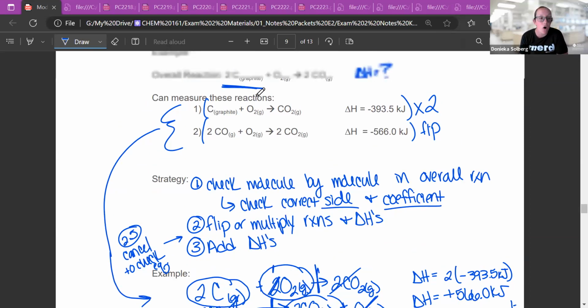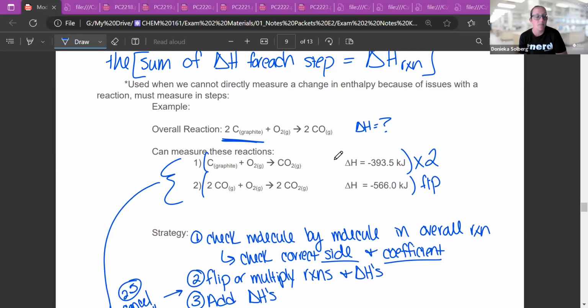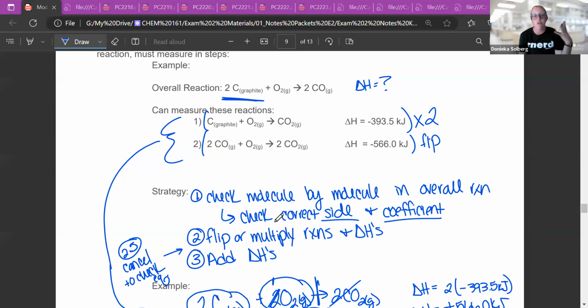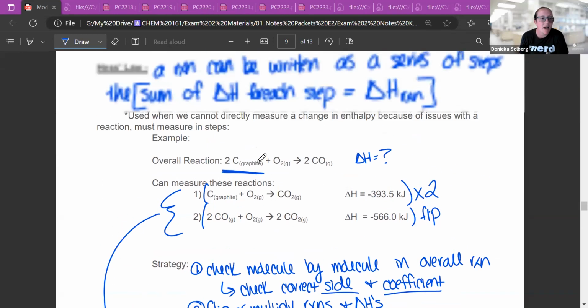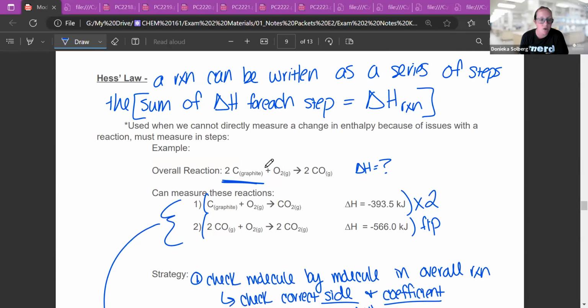We're going to do that for all of these. So you're checking that, and then you're going to flip, or multiply reactions and their delta H's, and then check that your equation works out. That's my step 2.5, and then add up all the delta H's. So I just did the first one. Now I want to check oxygen. O2 is actually in both equations, so I'm going to skip that one. If it's in multiple equations, skip that one. It'll probably work out in the end. If not, you can go back and look at it.